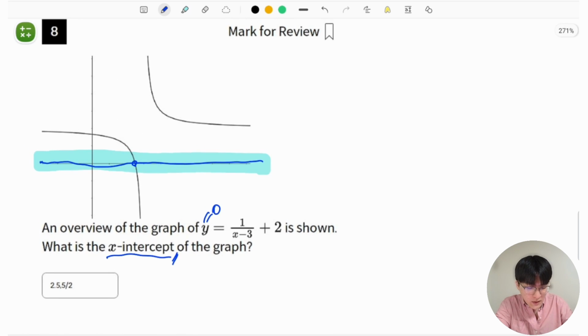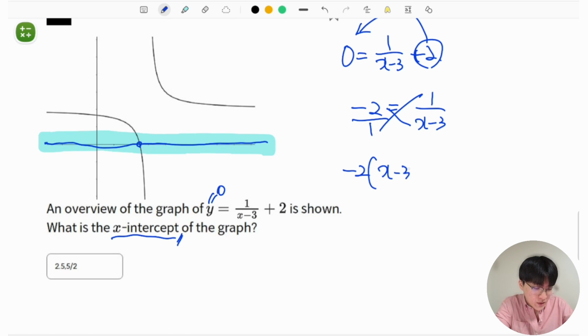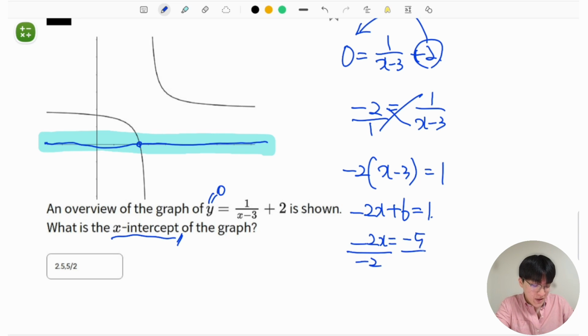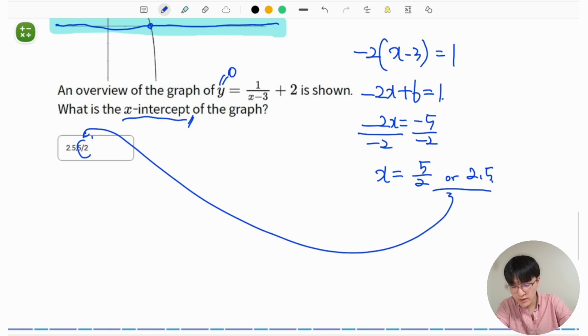So 0 is equal to 1 over x minus 3 plus 2. And therefore, if we move this plus 2 to the other side, then we get minus 2 is equal to 1 over x minus 3. And for the sake of clarity, we can just say minus 2 over 1. We can do a cross multiply. Minus 2 times x minus 3 is equal to 1. And therefore, minus 2x plus 6 is equal to 1. Minus 2x is equal to minus 5, and therefore divide both sides by minus 2. And finally, we get x is equal to 5 over 2, or just simply 2.5. And those two answer choices both work for the x-intercept.